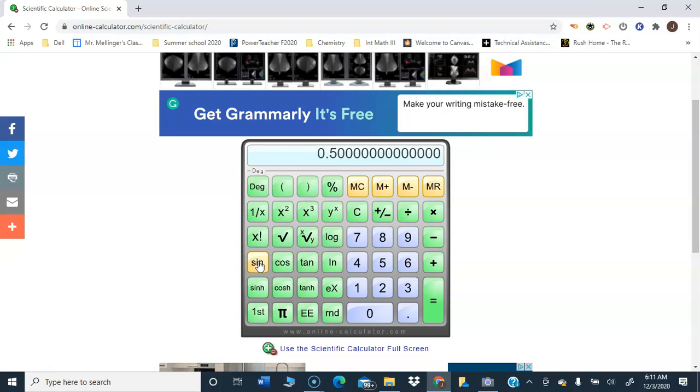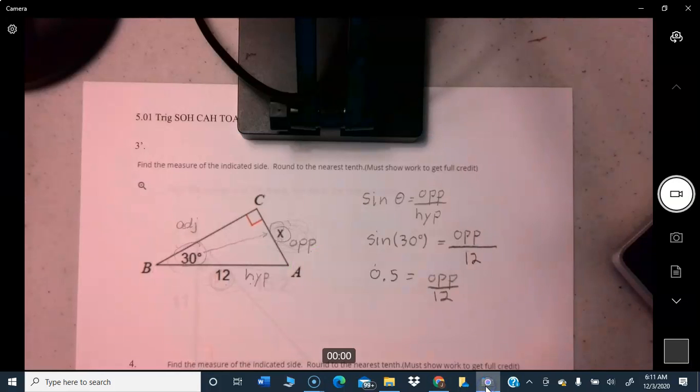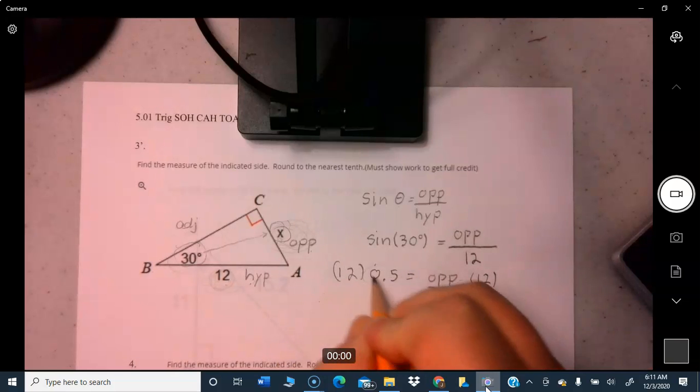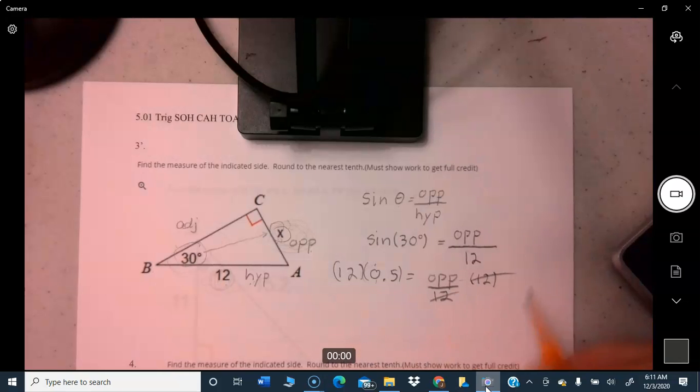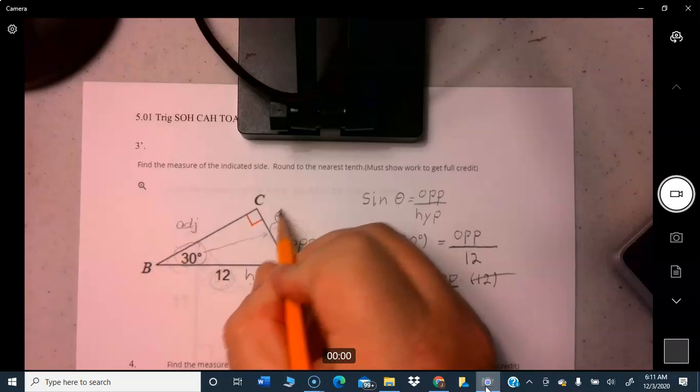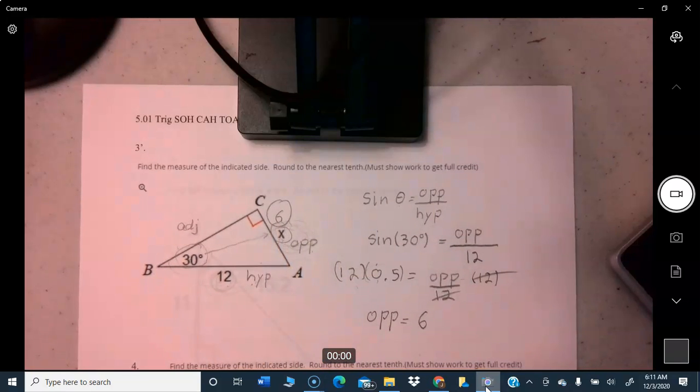Okay, and that equals opposite over 12. So that 0.5, sine 30, is 0.5 equals opposite over 12. Now I'm going to multiply, it's just an algebra problem now. Multiply both sides by 12. Cancels there. So the opposite, which is x, what we're looking for, equals 12 times 0.5, which is a half. That's going to be 6. So this side equals 6 right there. And that's the answer to the problem.